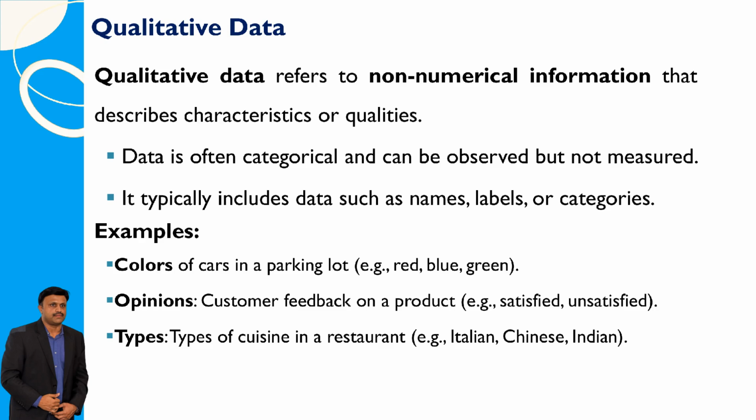Qualitative data encompasses non-numerical information that describes characteristics or qualities, often categorized by names, labels, or types rather than measurable quantities. This data is usually observed rather than measured and includes examples such as the colors of cars in a parking lot, customer feedback on a product, for example, satisfied, unsatisfied, and types of cuisine in a restaurant, for example, Italian, Chinese, Indian.